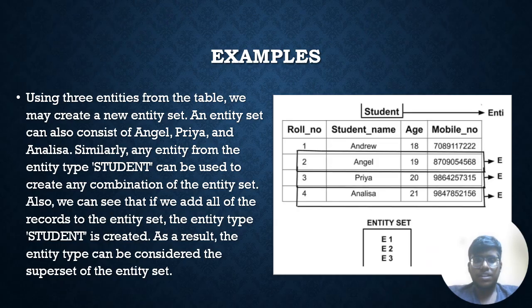Now let's look at an example. The following picture shows a student database consisting of roll number, student name, age, and mobile number. So using the three entities from the table, we may create a new entity set. An entity set can consist of Angel, Priya, and Annalisa. Similarly, entities from the entity type student can be used to create an instance of the entity set. Also, we can see that if we add all the records to entities, the entity type student is created. As a result, the entity type can be considered the superset of the entity set.